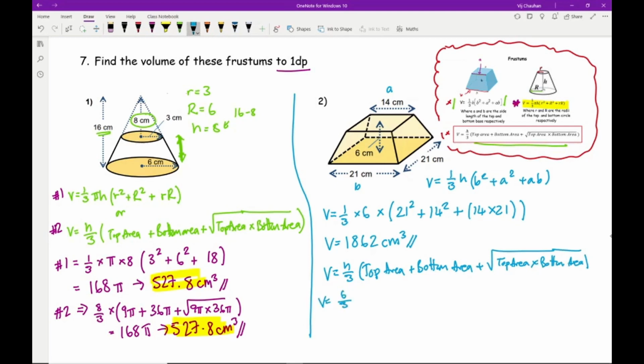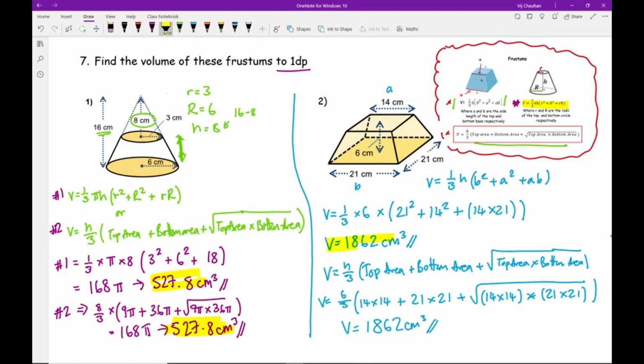So I've got 6 over 3, and then here the top area is going to be 14 squared, or 14 times 14. The bottom area is going to be 21 times 21, plus the square root of 14 times 14 times 21 times 21, and close bracket. Typing that all into your calculator, again I get the exact same answer. So it doesn't really matter which formula you prefer, because you should get the same answer regardless.